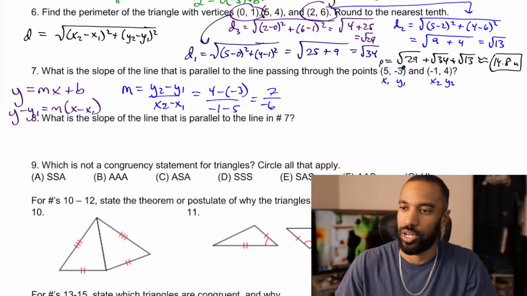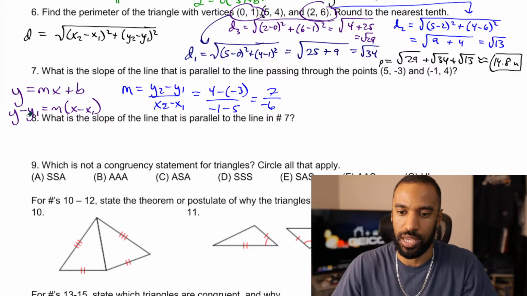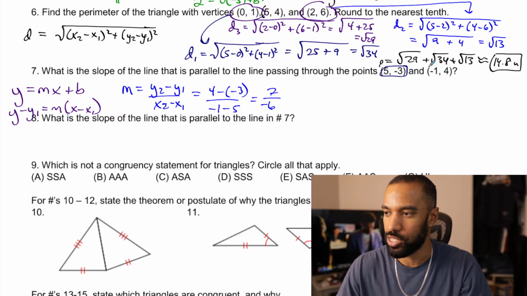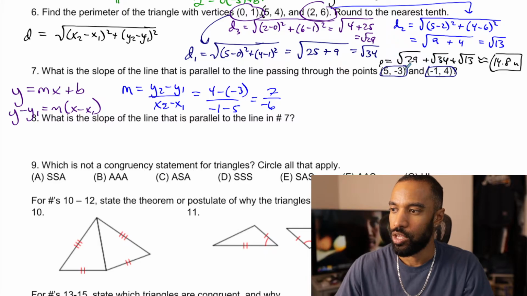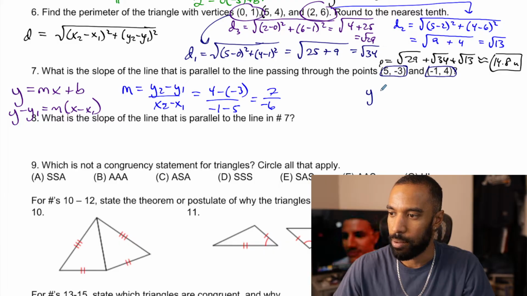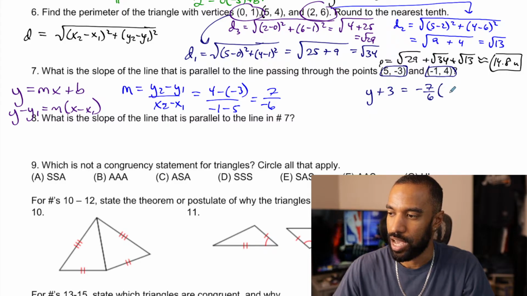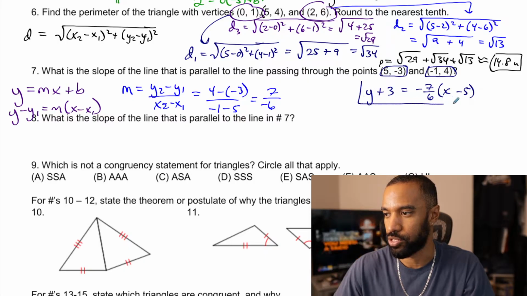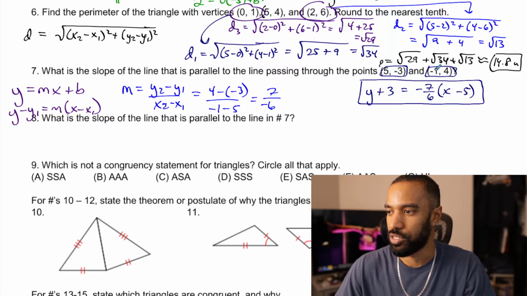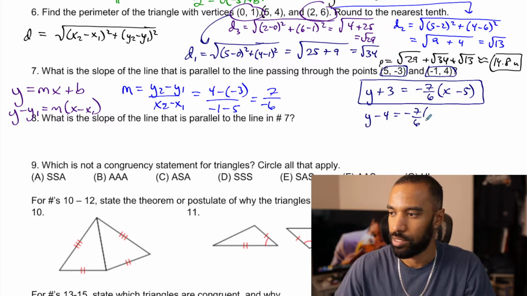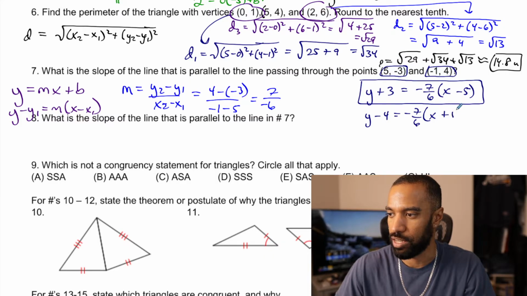Now, two different versions of your answer you can use is point slope form right here. And you can use either of these points, this x, y or this x, y, for your answer. If I use this as my x1, y1, I'll say y minus y1, minus -3 is +3, equals m times x minus x1. There's one version of the answer. Another version is this is my x1, this is my y1. So y minus y1 equals m times x minus x1, minus -1 is +1.